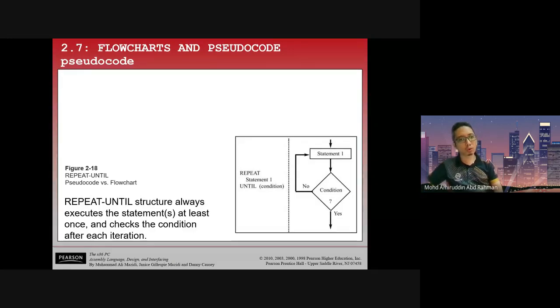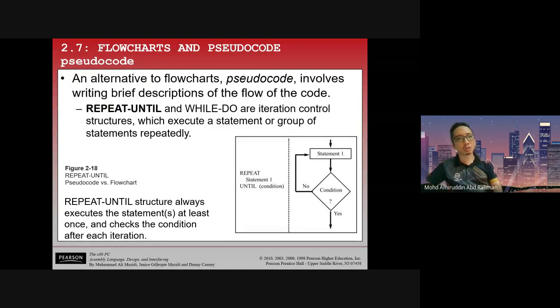Okay, so we also have the repeating condition. We have repeat until and while do. It will keep doing it until it reaches the point where the condition is met. Once the condition is met, then the loop stops and the flow continues. So usually we use the while loop. Before this, we used the if else statement or for loop.